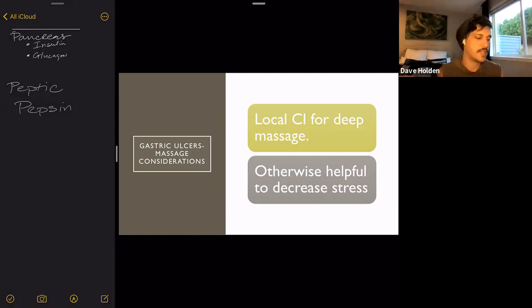Not really too many considerations other than, if they're having a flare up, you just may want to be a little more gentle on the abdominal massage, and maybe be a little more gentle on the tapotement on their back, because you don't want to go vibrating their ulcer around.